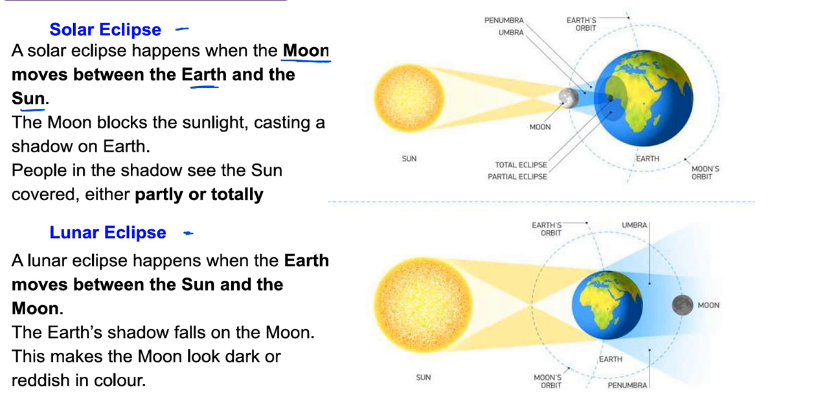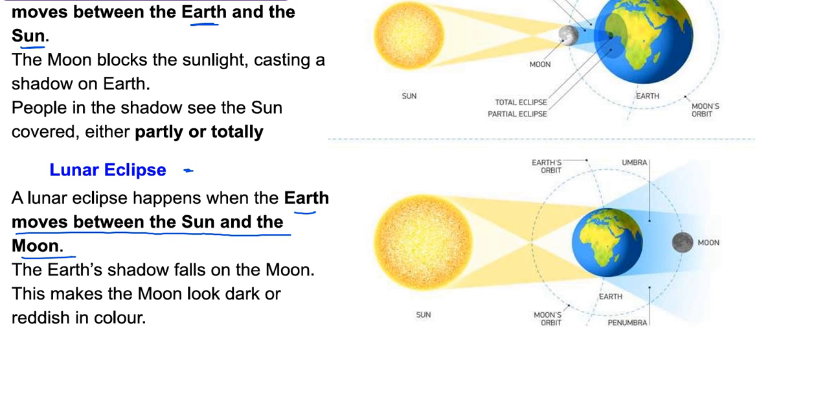While a lunar eclipse is when the earth itself is between the sun and the moon. So the earth moves between the sun and the moon. What will happen? The earth's shadow falls on the moon in this case. This makes the moon look darker or reddish in color. That's what sometimes leads to what is called the blood moon.